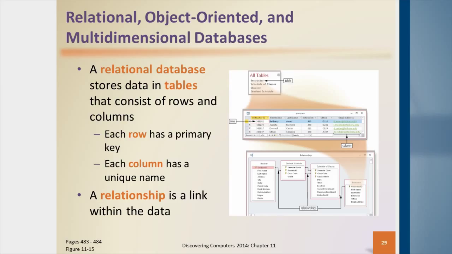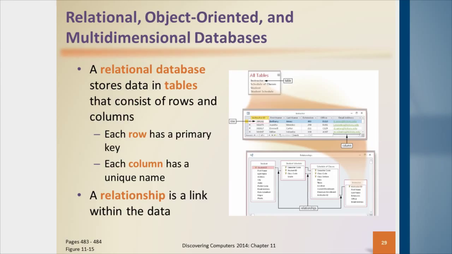Whereas earlier we were talking in very general terms about file systems versus database systems, when we shifted over to talk about databases, we talked about databases in a very general sense as well. The next couple of slides talk about specific types of databases. By far the most common type of database is a relational database. A relational database stores data in tables. It consists of rows and columns. Each row has a primary key, which is used to uniquely identify that specific record. And then each column has a unique name. In other words, you can't have two fields in the same table with the same attribute or the same kind of field.